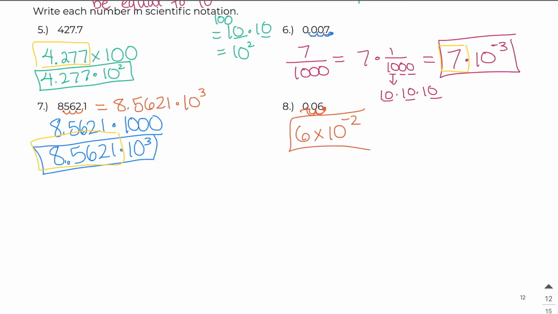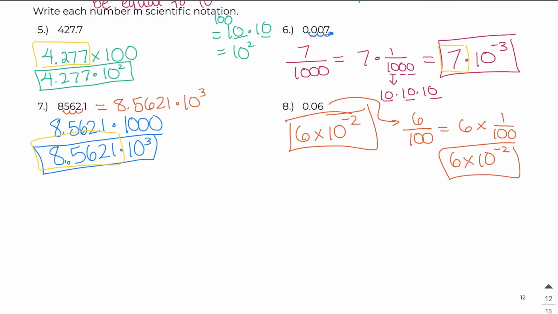But again, if you just understand what's going on here, that will help you to know why we're doing what we're doing. So essentially what this is saying is this is in the hundredths place. So 6 out of 100 is what this is equal to right here. And 1/100th means 10 to the power of -2. Again, because we have a fraction and then 100 is 10 times 10. So 1 over 100 is 1 over 10 times 10.